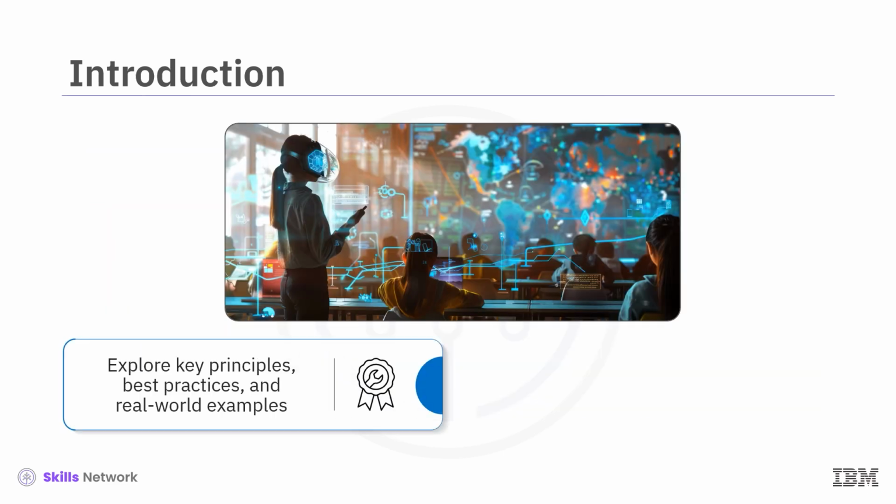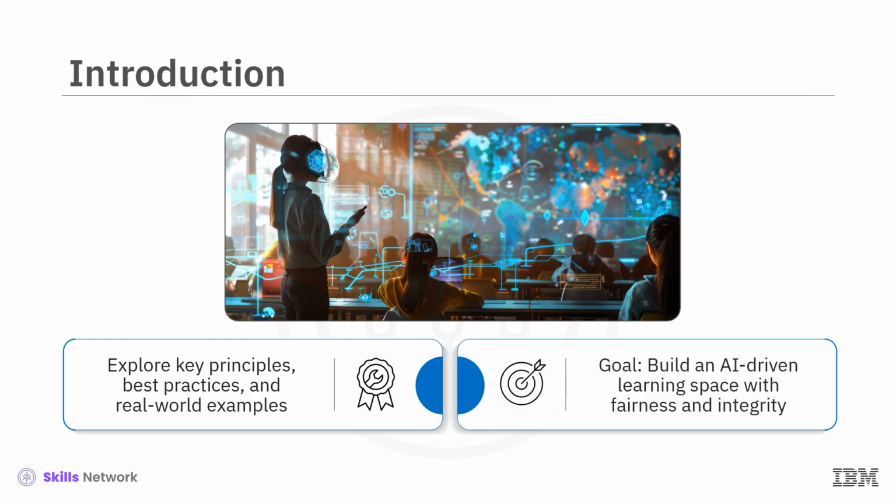Let's examine core principles and best practices, together with practical examples, that enable educational institutions to implement AI in ways that prioritize transparency and ethical inclusivity. Our goal should be to develop an AI-driven learning landscape that ensures educational empowerment while maintaining fairness and integrity.